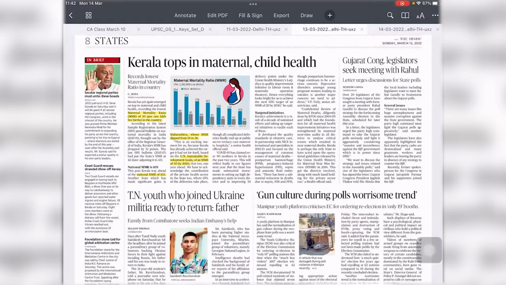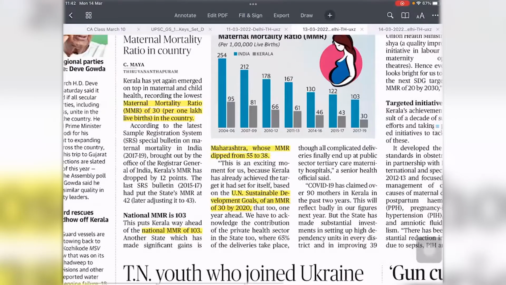Mother? Maternal mortality rate. Good. So maternal mortality rate in Kerala recently has come down to 30. This is on par with global standards, right? So even Maharashtra is bringing down MMR very nicely. So MMR is per 1 lakh, and that too live births, right? And IMR is per 1,000, infant mortality rate. MMR is the number of women dying during delivery related or pregnancy related things. IMR is about babies dying.